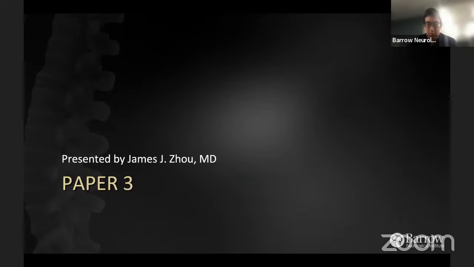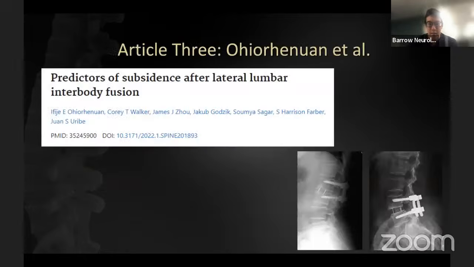For the third and final paper, we're going to be looking at a publication that we released out of here earlier this year with Dr. Hiranua, Dr. Walker, myself, Dr. Godzik, Sumya Sagar, Dr. Farber, and Dr. Uribe. And the title of the paper is Predictors of Subsidence After Lateral Lumbar Interbody Fusion.